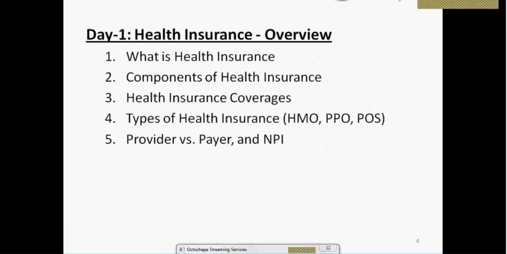Okay, so let's talk about what health insurance is. Everybody understands what insurance is as a basic term, right? Simply put, health insurance is protection against cost. If it's your auto insurance, it's protection for your auto in case of any eventuality, such as an accident. But here in health insurance, it is protection against the medical cost.